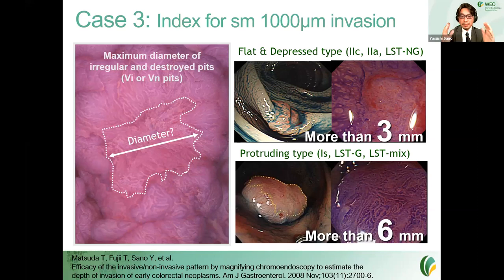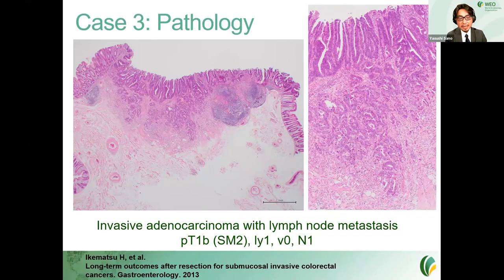In contrast, in protruding lesions, a size of more than 6 mm with Kudo type 5I pits or Kudo type 5 pits is correlated with invasion, so it's very easy to diagnose. For endoscopic treatment strategy indication, please remember 3 mm and 6 mm are very important keys for EMR or surgical treatment. So this is invasive cancer. This is a pathological finding embedded deeply in the submucosa, and this is lymph node metastasis positive.